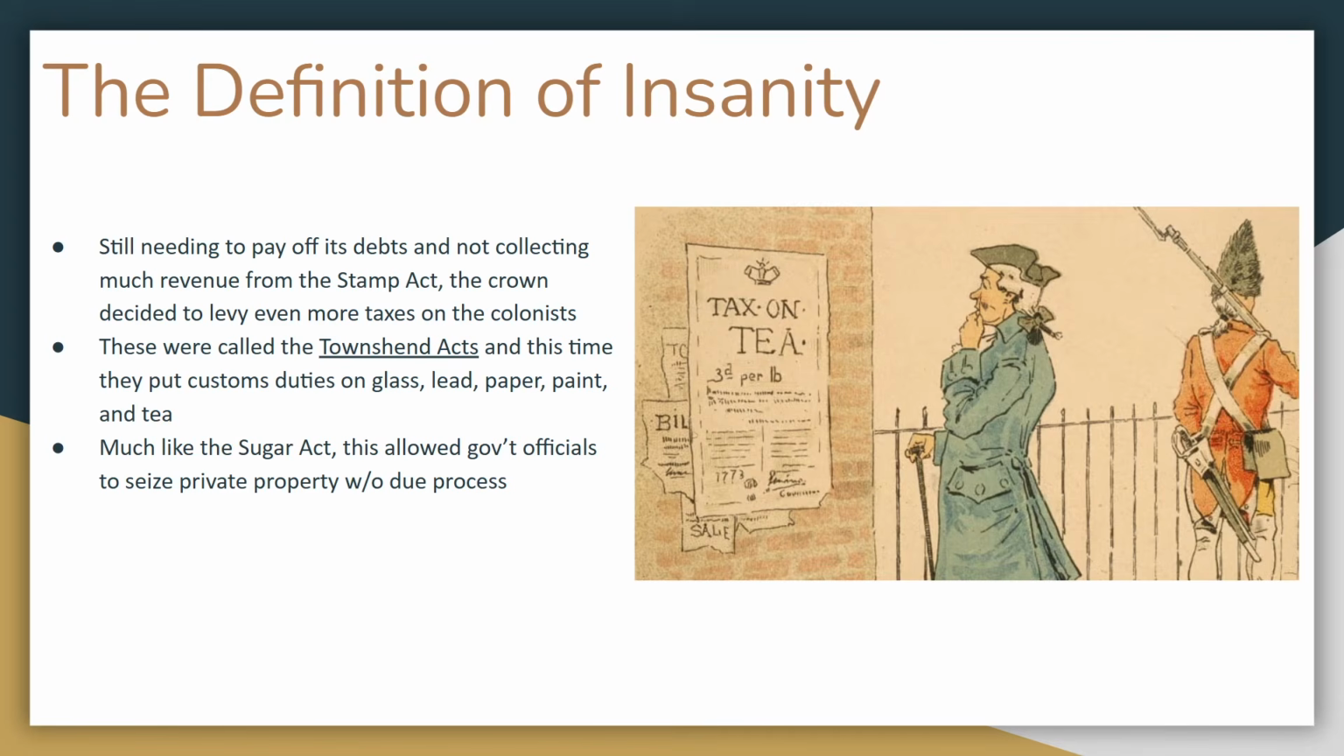Let's do more taxes. These ones are called the Townshend Acts. It's basically a bunch of different acts put together that we just now call the Townshend Acts. Like I said, it's a whole bunch of different things put together. But it's a bunch of different taxes on different things. You can see them listed here: glass, lead, paper, paint, tea, stuff like that.